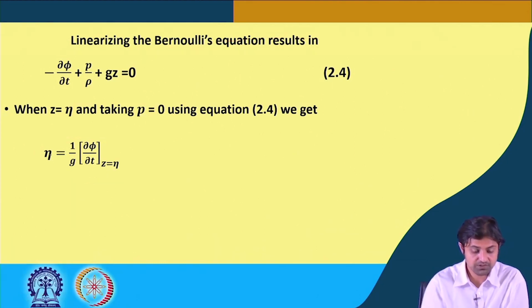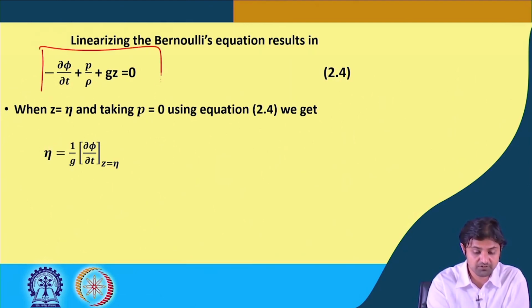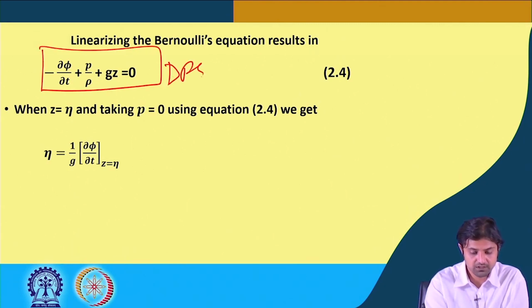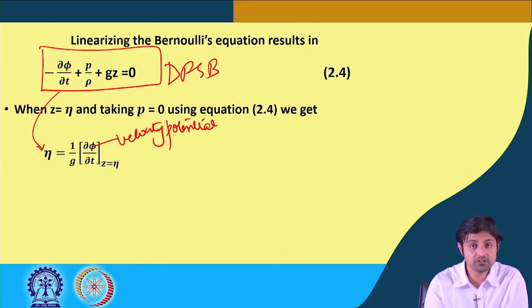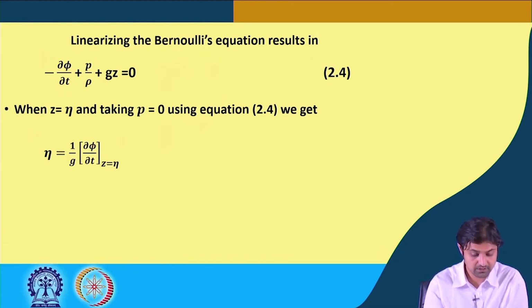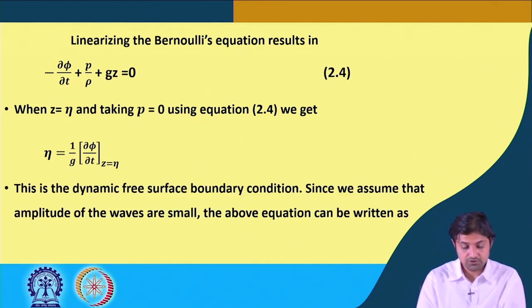Okay. So, eta which was unknown from before, using the dynamic free surface boundary condition, we have been able to write eta as a function of velocity potential. You see how important that tool was, alright. So, this is the dynamic free surface boundary condition.